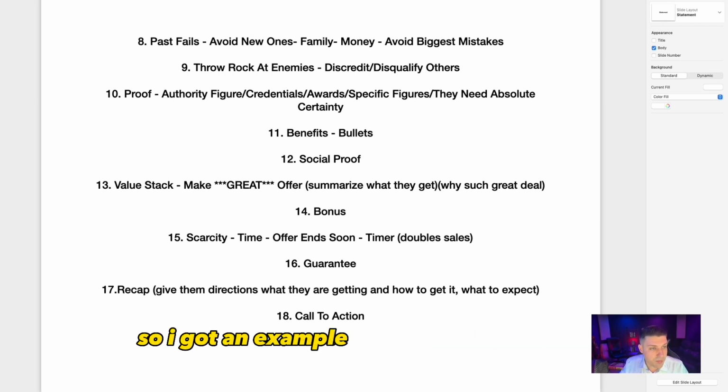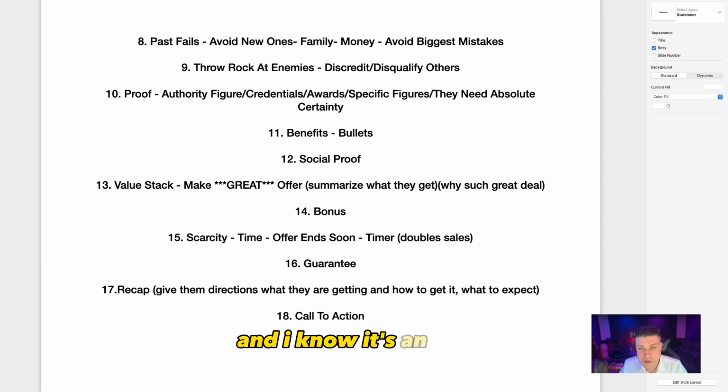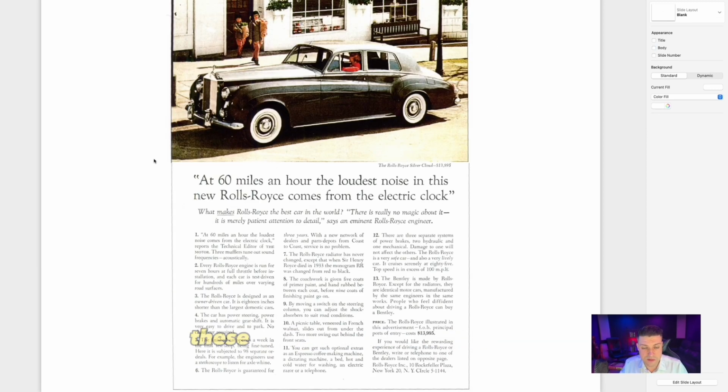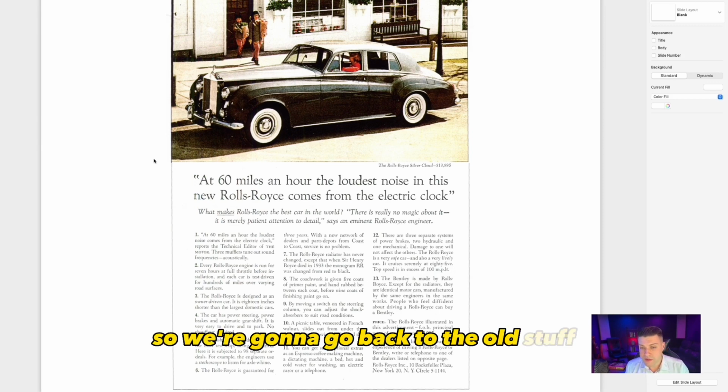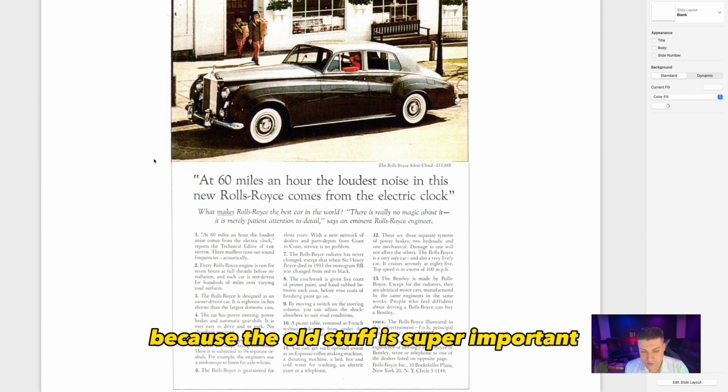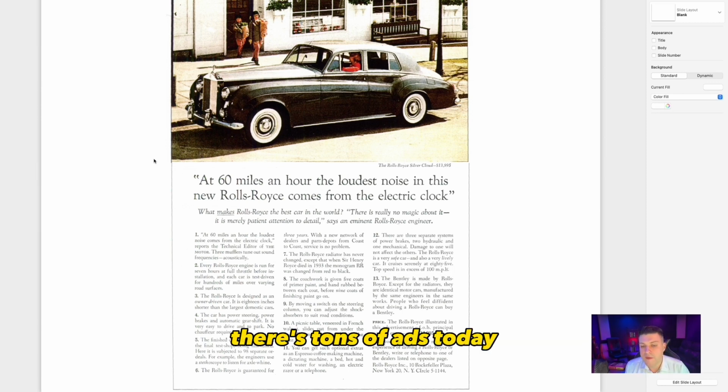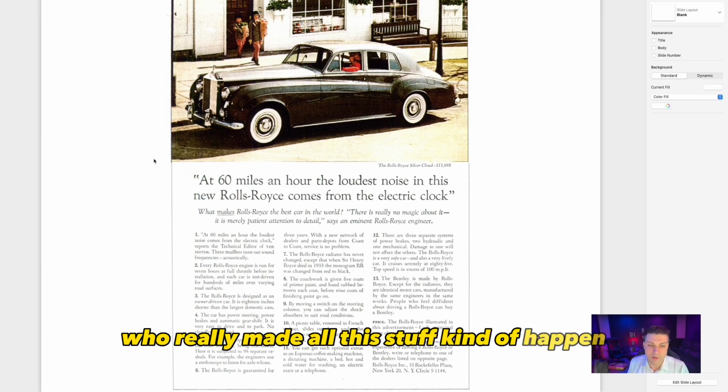So I have an example here of an old-time ad, and I know it's older, and the reason why these older ads are phenomenal. This is by David Ogilvy, an amazing copywriter and ad maker. So we're going to go back to the old stuff because the old stuff is super important. There are tons of ads today, and a lot of them aren't good. So we're going back to the OGs who really made all this stuff happen.